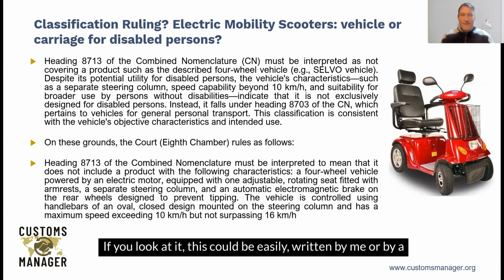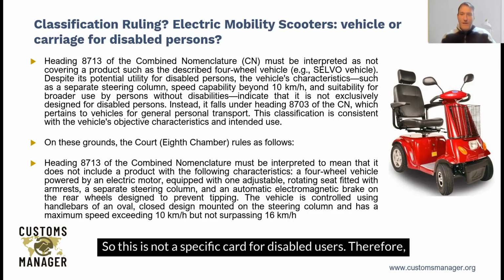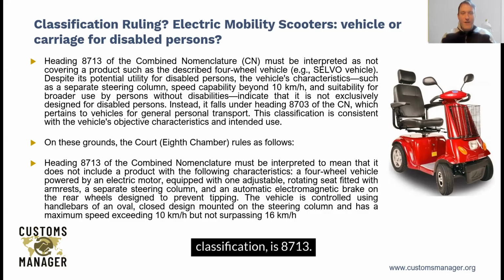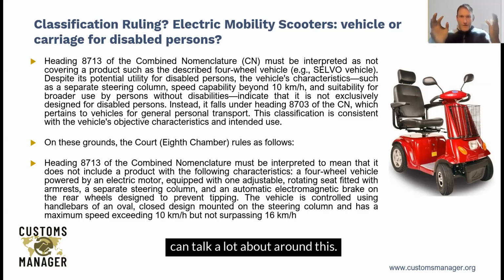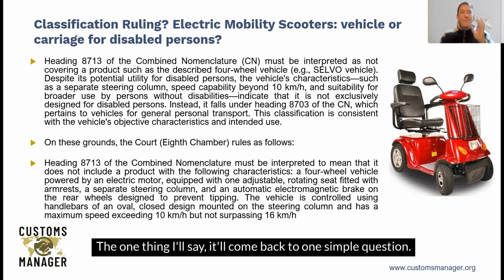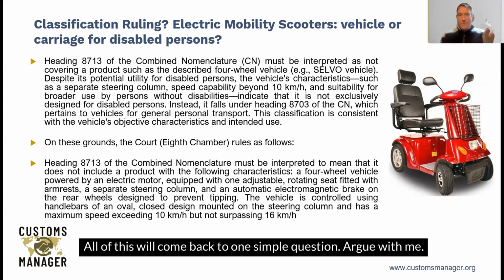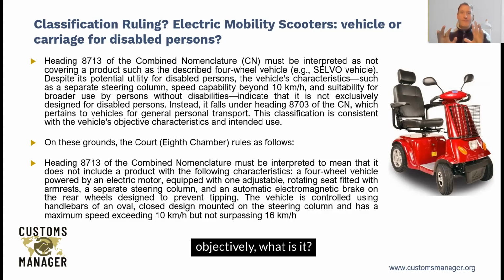If you look at it, this could be easily used by me, or by a disabled person, or by anybody, by you, probably. So this is not a specific cart for disabled users. Therefore, classification is 8713. And what's really interesting in this example, in my opinion, is you can talk a lot around this. You can talk all of the arguments that I've just made. But all of this will come back to one simple question. The question you need to answer with every classification is: objectively, what is it?